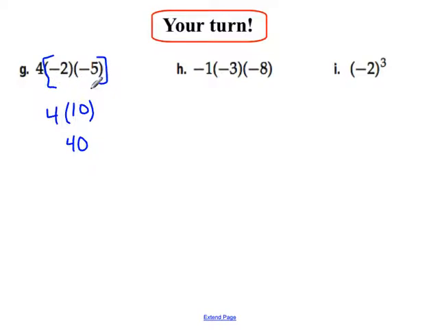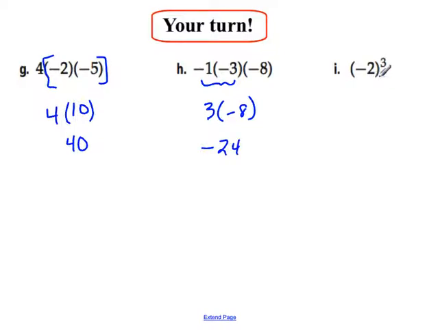Remember, it doesn't matter, so you may have chosen a different way to go about getting your answer. As long as you get the same answer in the end, that's what matters. On the second example, I would just do those left to right. -1 times -3 is positive 3, and then we still have that times a -8. So now we have a positive times a negative. Signs are different, so we're going to get a negative answer, and 3 times 8 is 24.